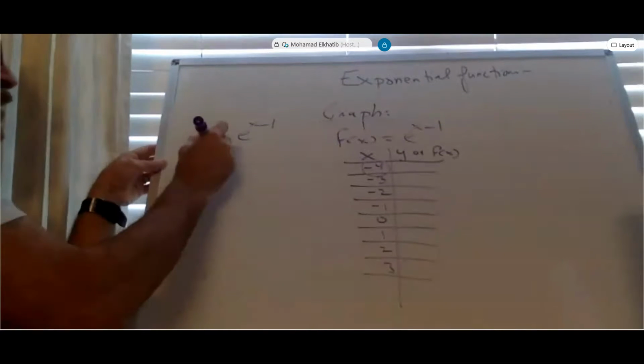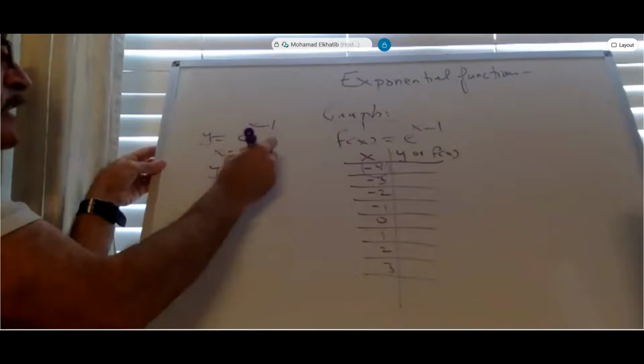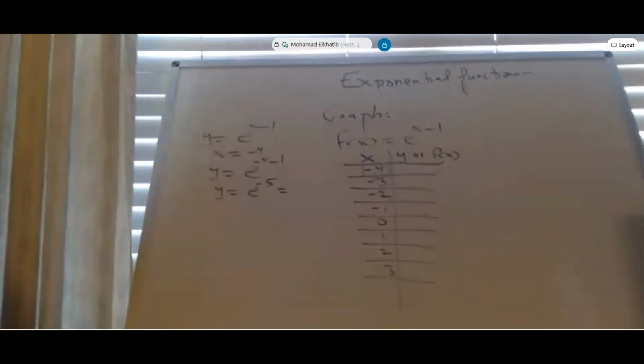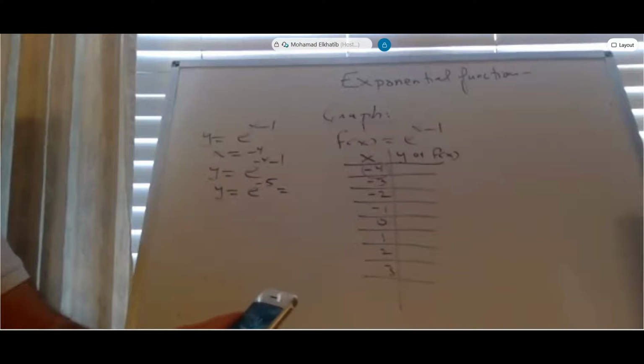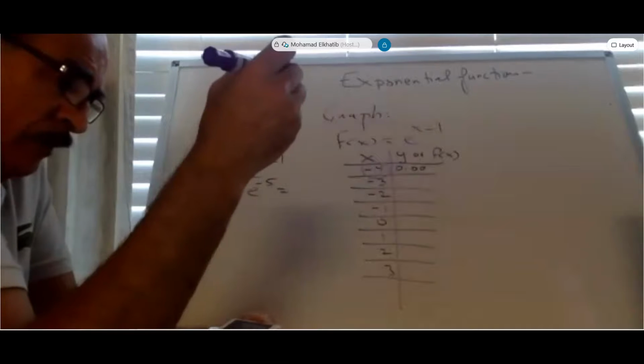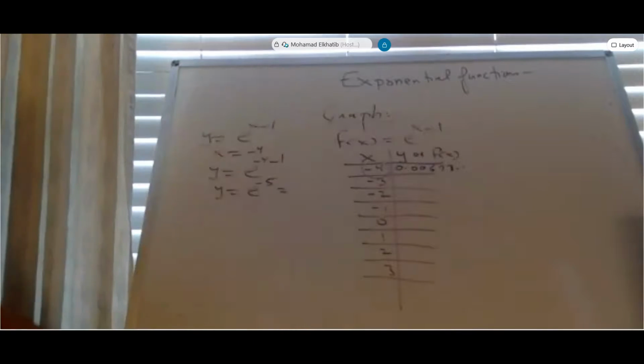-4. X equals -4. So y is e to the power of x minus 1, here x is -4, so -4 minus 1 is -5. Now I go to the calculator. I need to find e to the -5. How? Watch me. Here's my calculator. So e to the -5, I put 5, make it negative, and then I click e to the x. Wow. Very small number. 0.00673, whatever, lots of numbers here.